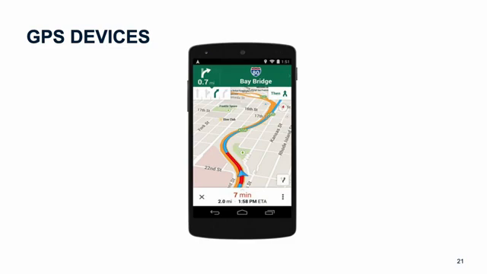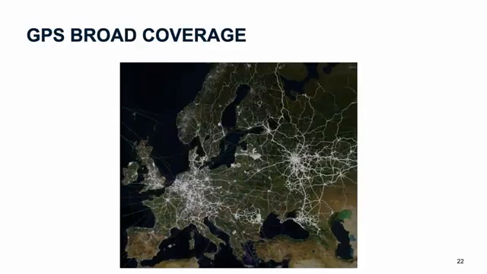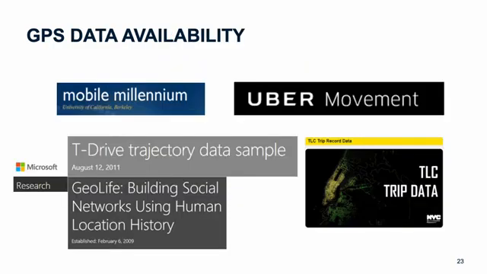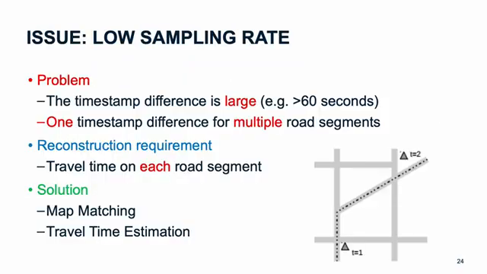GPS devices are widely available, and they are embedded in mostly mobile devices that most of us carry. GPS data is also the most promising data source to reconstruct city traffic because of its broad coverage. And more projects have been releasing their GPS data sets to the public as well.